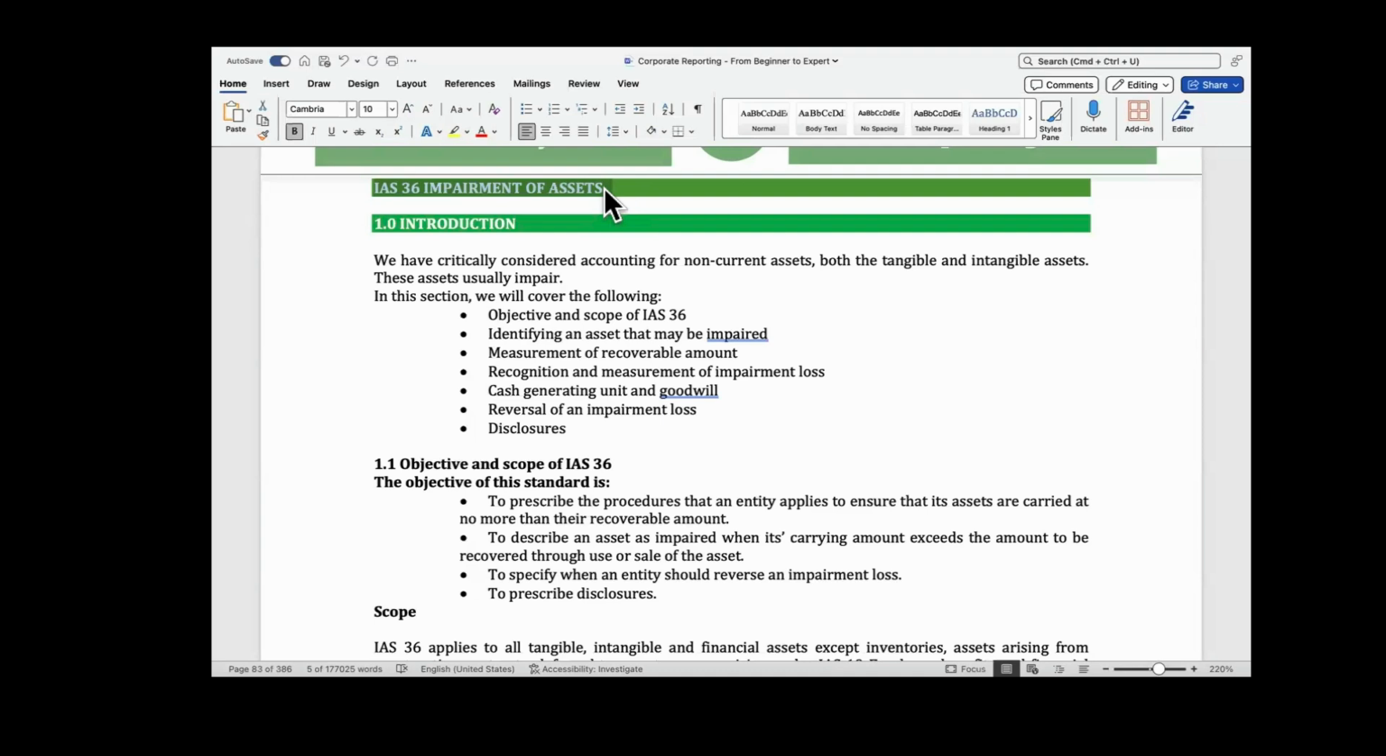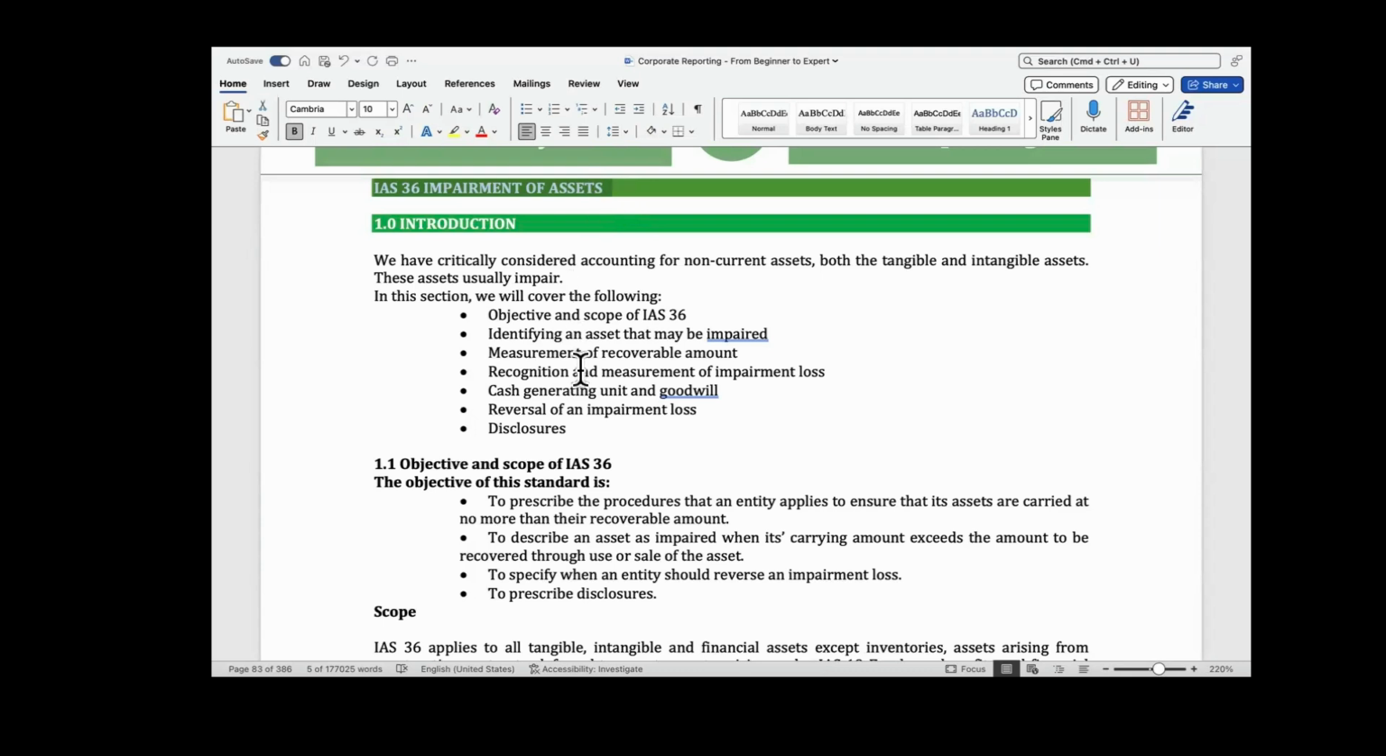So let's see how we can practicalize IAS 36 as efficiently as possible, so that we can end this class on a very good note, and we'll be moving to something else next week. So again, what we have in front of us is impairment of assets.